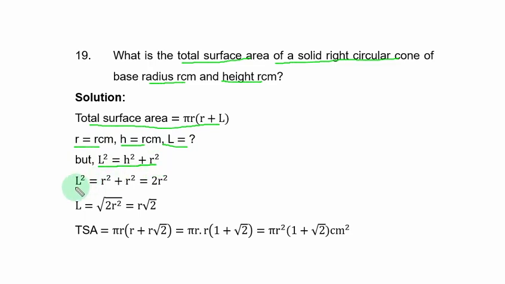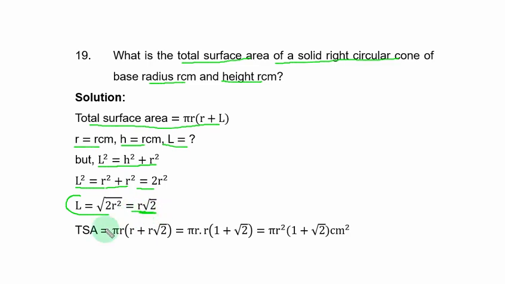So L squared is equal to, you replace the height with r, you square it, r remains the same, you also square it, and that is 2r squared. To get L, take the square root of both sides. Square root of r squared is r. Root 2 cannot give us a whole number, so let's leave it in this form.